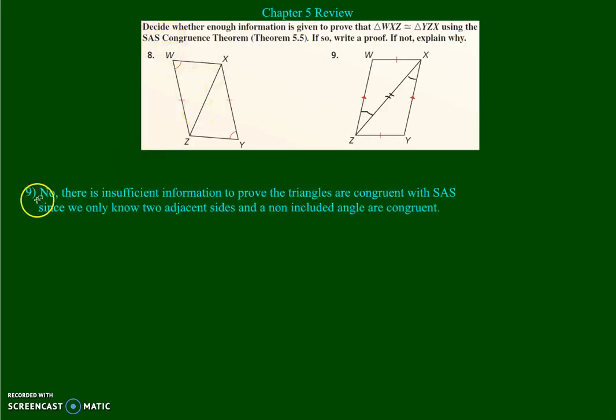So again, we must report, no, there is insufficient information to prove the triangles are congruent with side-angle-side, since we only know two adjacent sides and a non-included angle are congruent. Now on to problem 10.